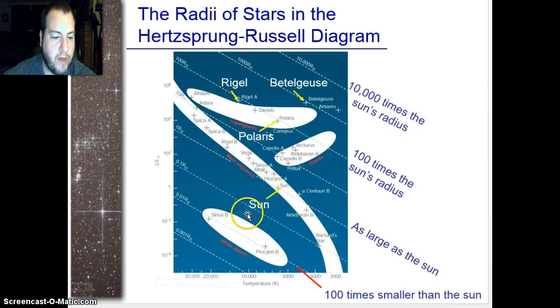If we go below that line, then these are 1/10 the size of the Sun. Okay, these white dwarfs on average are 100 times smaller than the Sun. Very small stars. And here you can see some examples of our familiar ones: Rigel, Betelgeuse, Polaris, and our Sun.